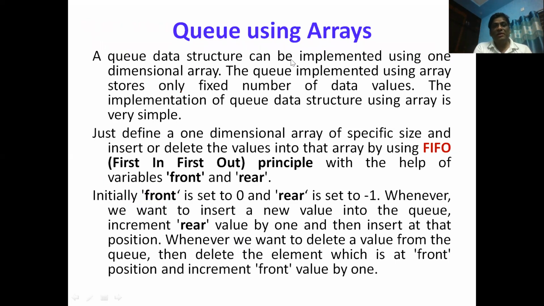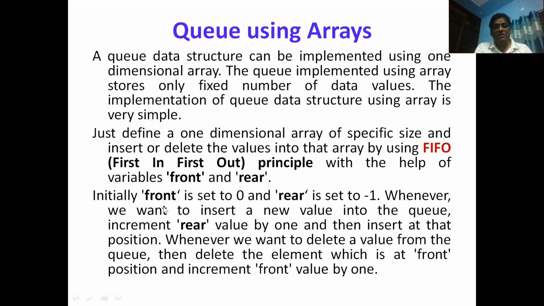Let us begin the implementation of queues using arrays. You require a one-dimensional array. Create a one-dimensional array with some fixed size. Because queues follow the FIFO principle, you need to use two variables to represent the two ends. One variable is named front to represent the front end, and the other is named rear to represent the rear end. Initially, front is set to 0, indicating an empty queue, and rear is set to -1.